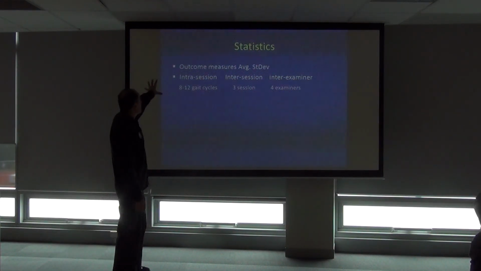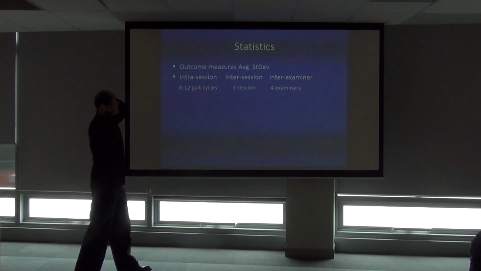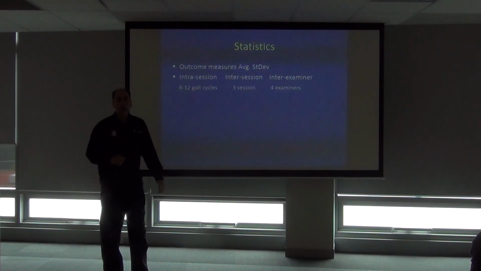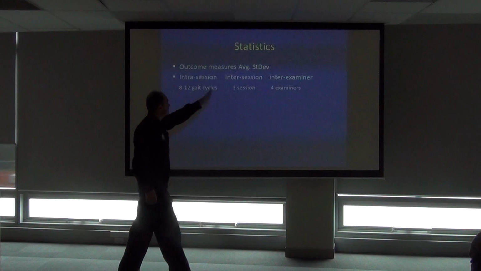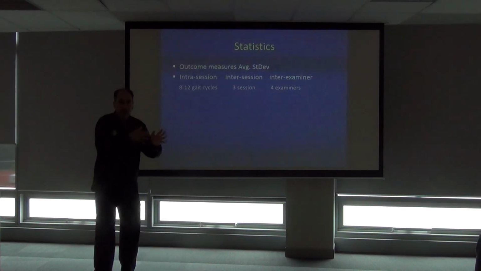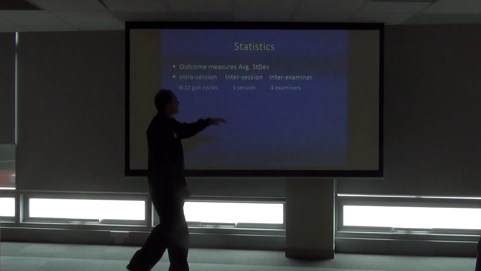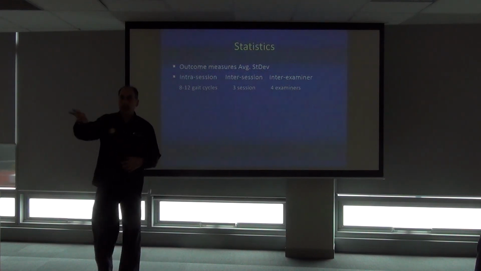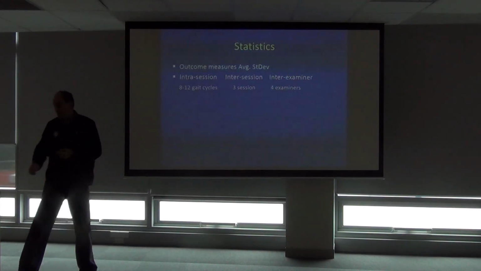Statistics, outcome measures. We've got inter-session, okay, 8 to 12 gait cycles. But inter-session, there were 3 sessions, that's me, 1, 2, 3 times. We have an inter-examiner, there's 4 examiners, me and 3 other novice. And so that's that.